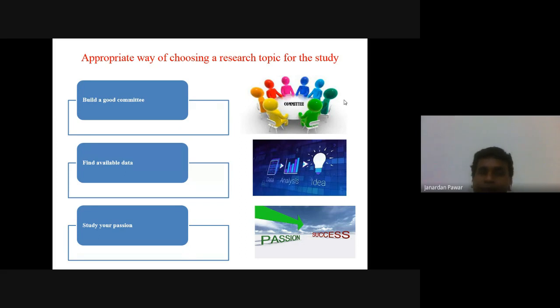Then find available data. Whatever data is available. See, the main and important aspect in the process of a PhD is data. This is what I said. People select and choose the topic in enthusiasm, but later on, they won't find the data for research.